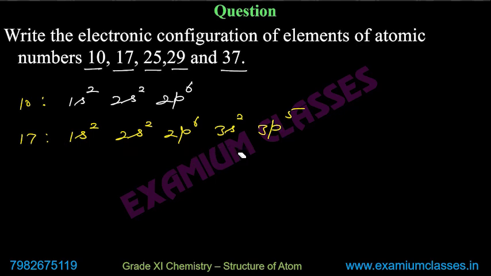First 3 will give you 10, then you have 2 plus 5. Here you will write only 5, not 6, because you have only 17 electrons, not 18. This will be the configuration. For 25, start writing as per the above principle.